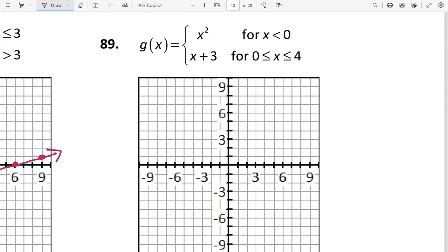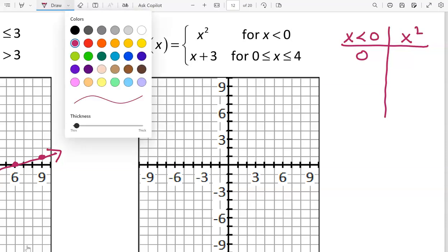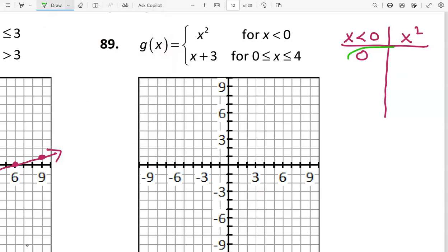For 89, we have a two-part piecewise function again. So I'm just going to pick the two parts and graph. First part, our x values will be less than 0, and our y values will be x squared. Again, I'm going to pick 0, even though 0 is not included in the interval, but we're going to pick that point and graph it using an open circle.